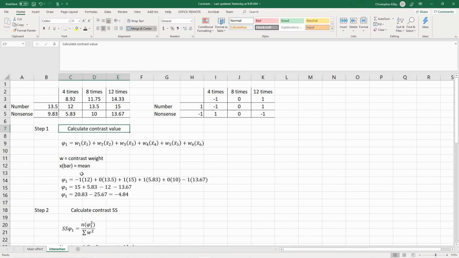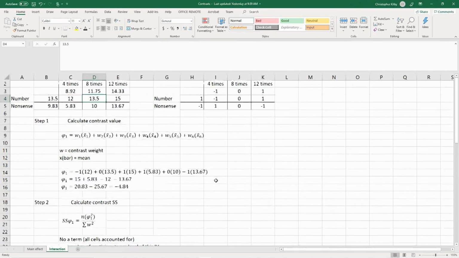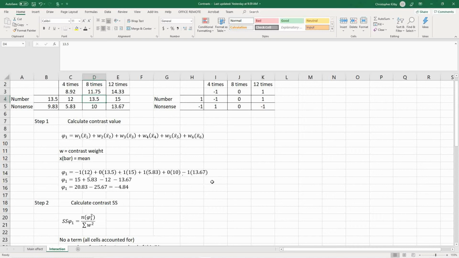So, weight 1 times mean 1, negative 1 times 12. Weight 2 times mean 2, 0 times 13.5, and so on and so forth. 1 and 15, 1 and 5.83, 0 and 10, negative 1 and 13.67. If I multiply out those weights by their means, I get positive 15, plus 5.83, minus 12, minus 13.67. This boils down to positive 20.83, minus 25.67.